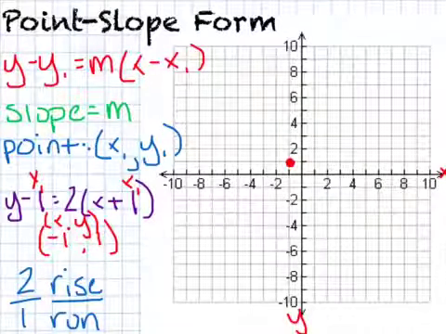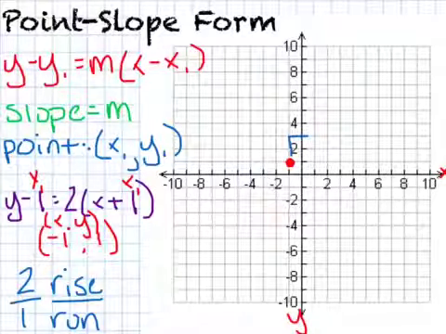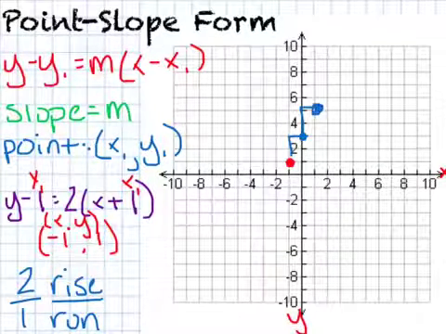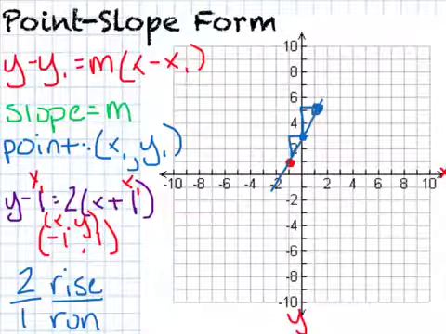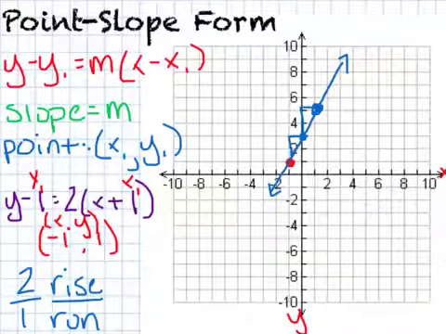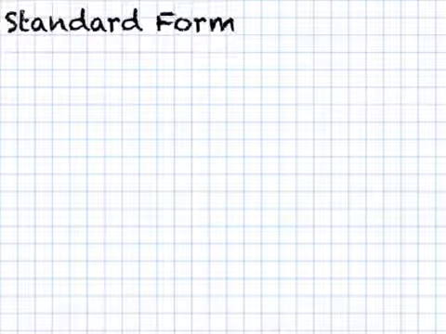So when we work that out, we're going to go up 2, to the right 1, and plot a point there. Up 2, to the right 1, plot a point there. Draw your line through, and that is how you graph a line in point-slope form. Alright, so now on to the new stuff.